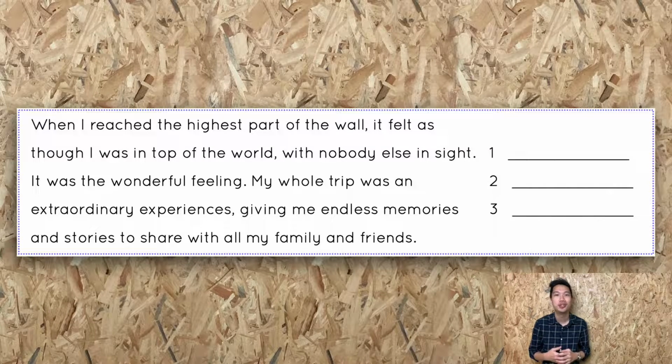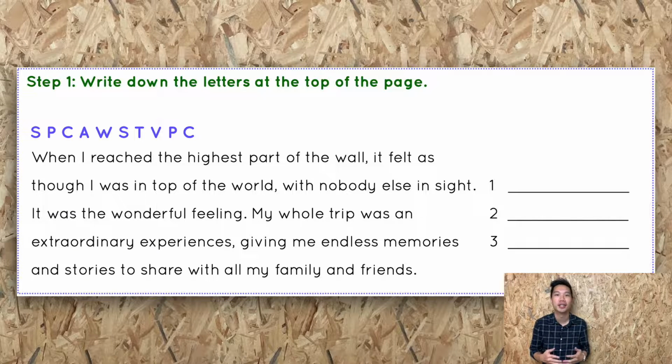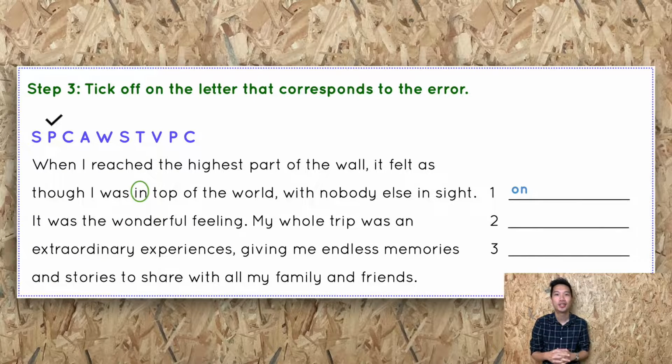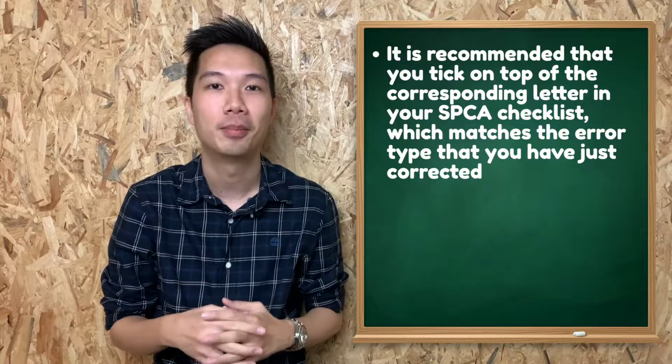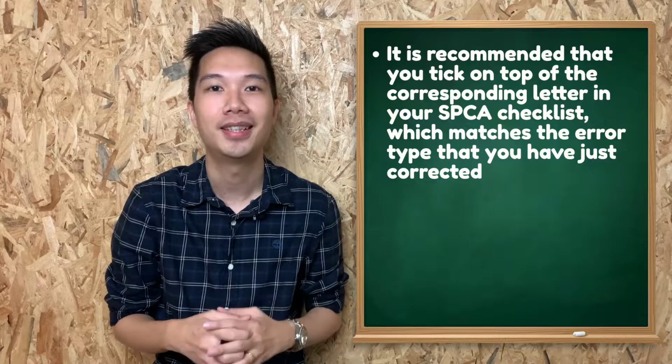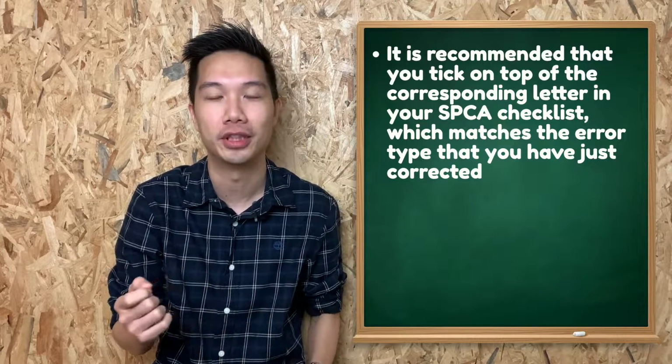Let me show you how to use the SPCA checklist using a very short excerpt from the 2020 O-Level editing passage. For this question, I should circle in and write on in the space provided. This is because the expression should be on top of the world, which refers to feeling extremely happy about a situation. For this question, I would tick P to represent prepositions because it corresponds to that type of grammatical error. I recommend ticking on top of the corresponding letter in your SPCA checklist. These letters you tick should match the error type you have just corrected.